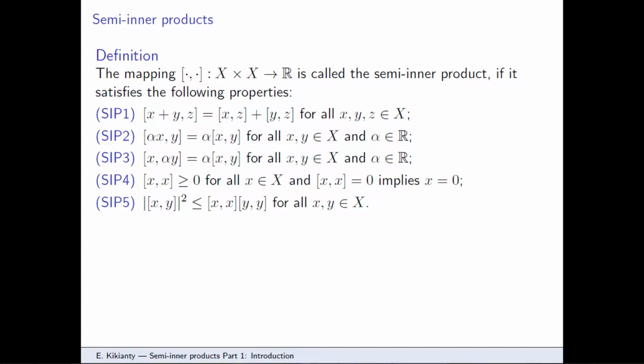Okay, so the mapping, again, is similar to inner product, right? X cross X goes to R. It's called a semi-inner product if it satisfies the following properties. I wrote the ones for inner product. Let's compare them slowly. Okay, so number one, you have linearity. Similar, right? I'm just changing my angle brackets to square brackets.